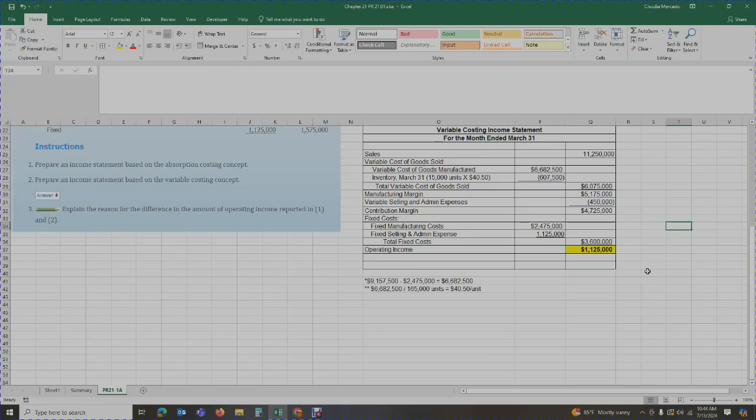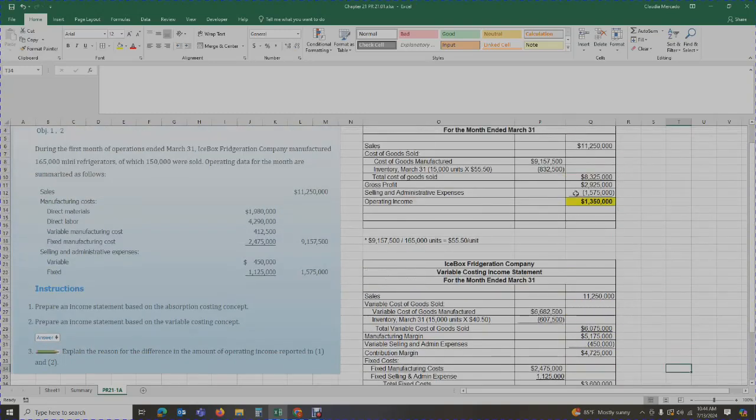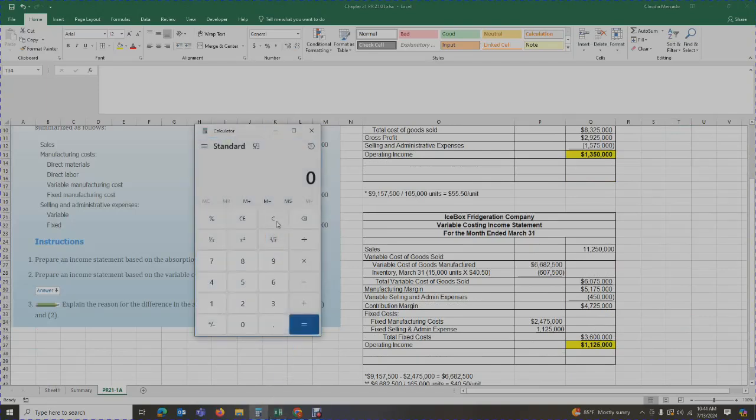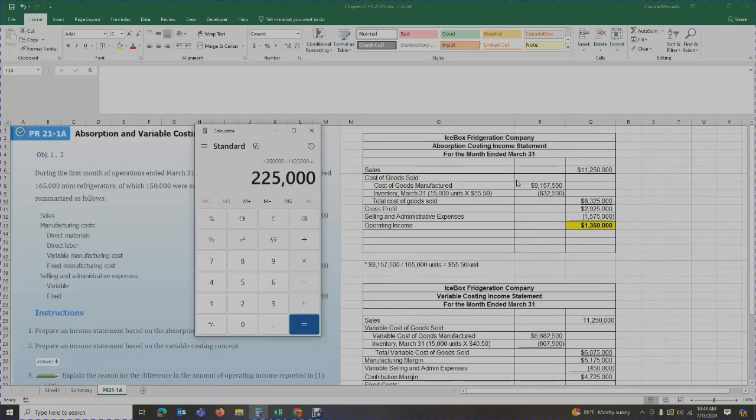So the operating income reported under the absorption costing exceeds the operating income reported under the variable costing by $225,000. So how do we know that? Well, the top section is 1,350,000. The bottom section is 1,125,000. So that means that my operating income is 225,000 greater under the absorption costing method.